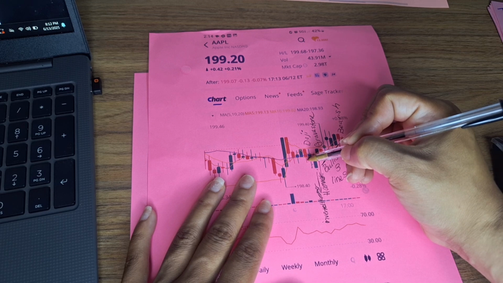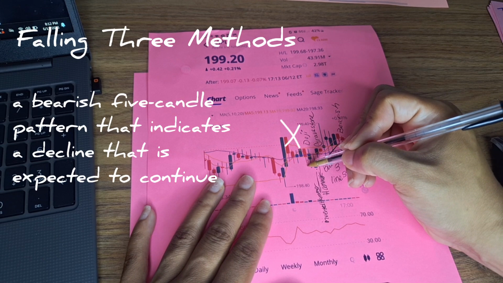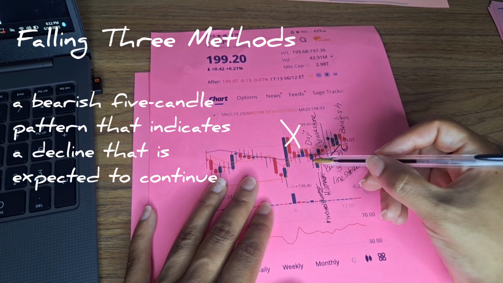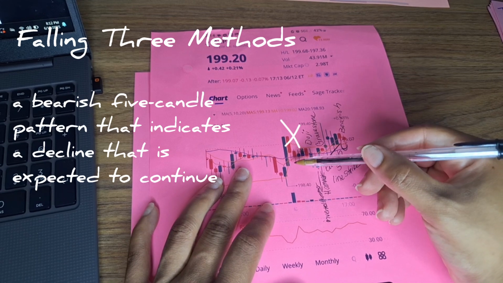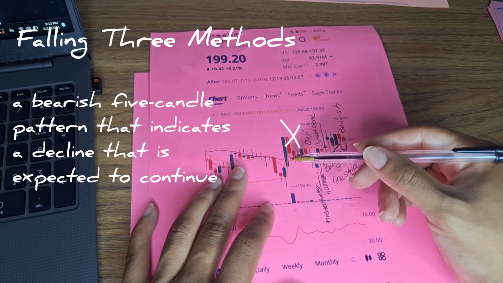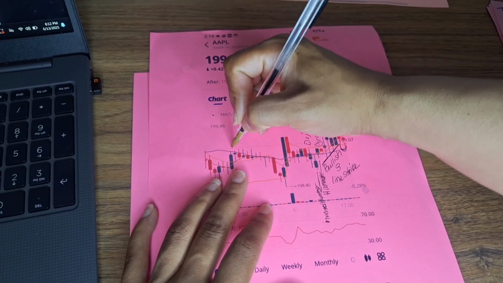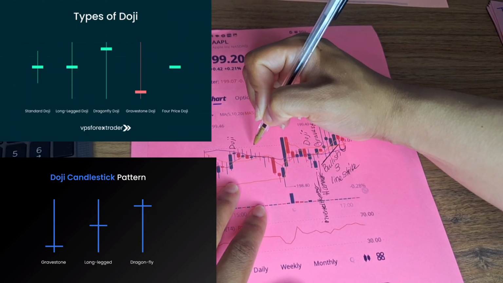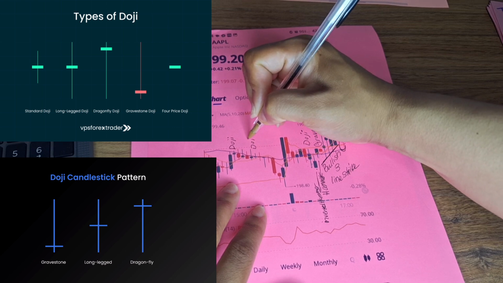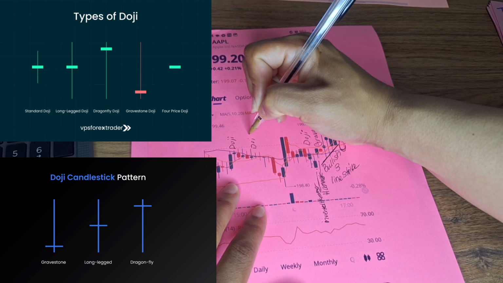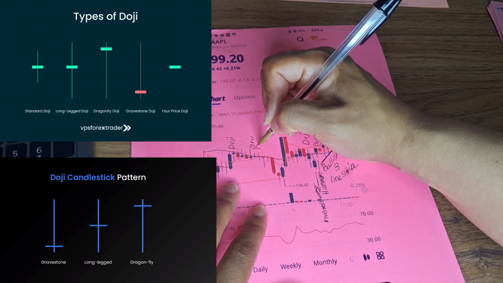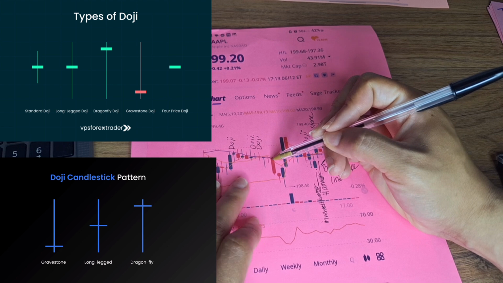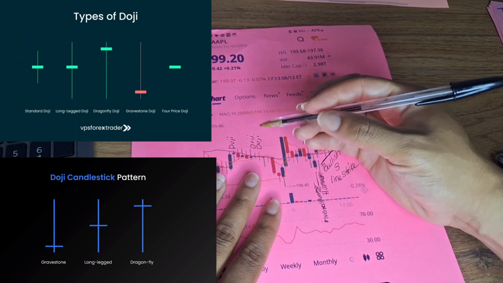Okay. Moving back, X marks the spot, falling 3, which is a bearish 5 candlestick pattern that indicates a decline that is expected to continue. So as you can see here, the trend lines just went sideways. Behind that, though, was a series of doji candlesticks, and the doji candlesticks to me look like crosses, like little needles. They're very skinny. They're not as fat as the other candles.